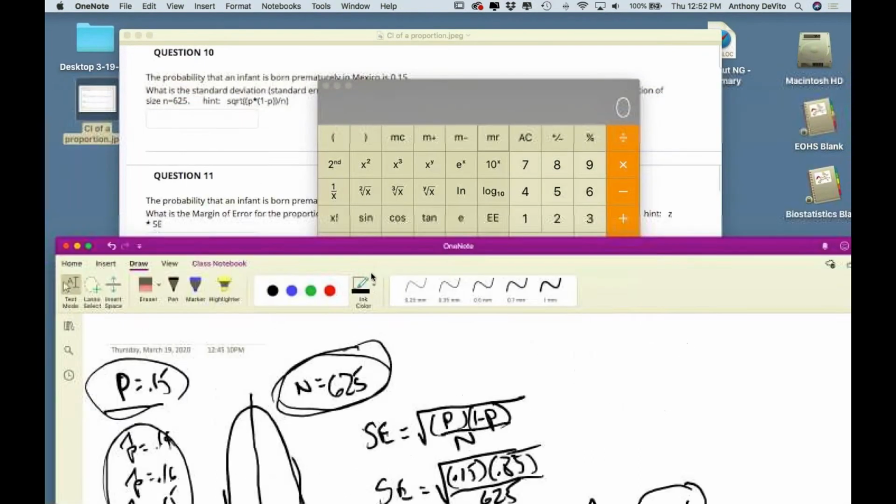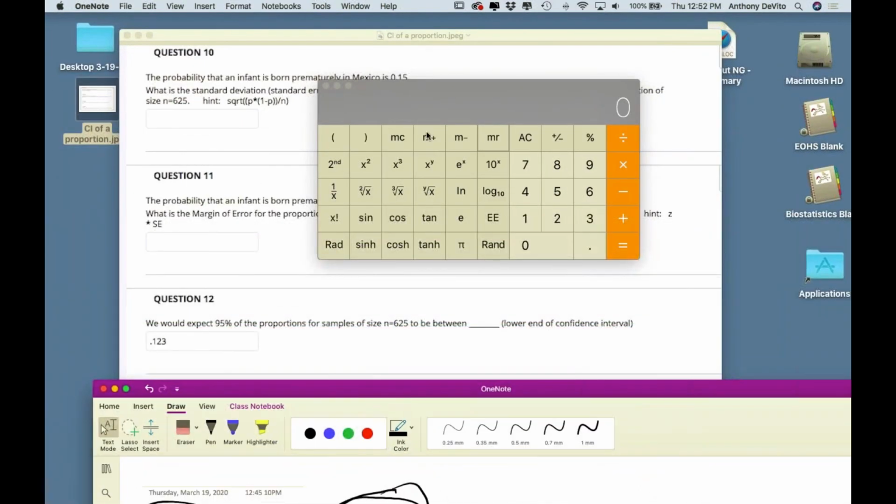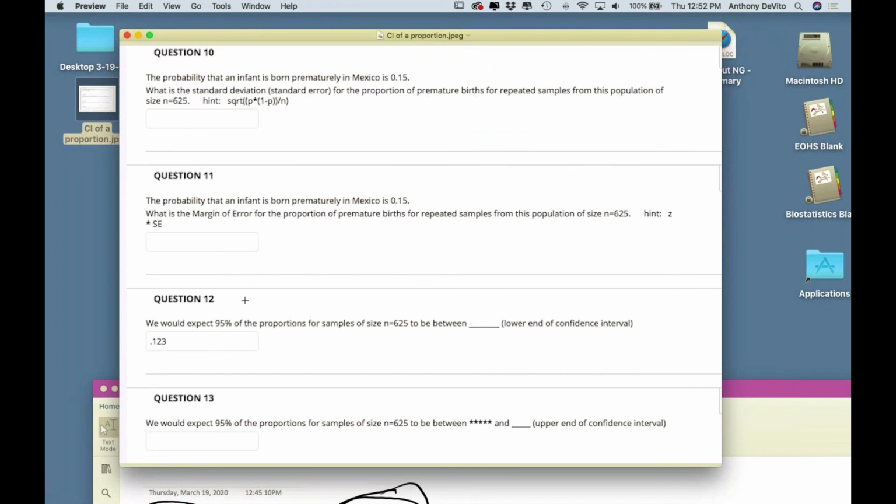And what was the next question? The next question is, we would expect 95% of the proportions for samples of size 625 to be between this and the next problem is this. So we would expect 95% of our sample proportions to be between these two values.